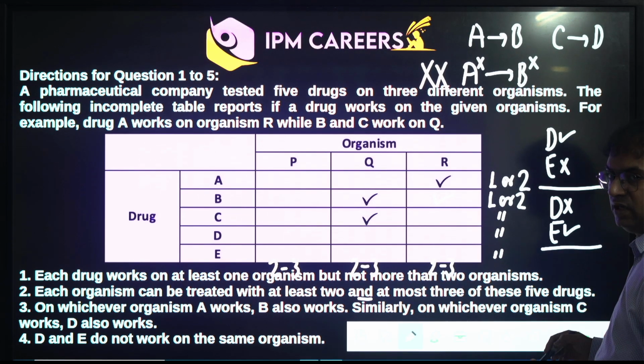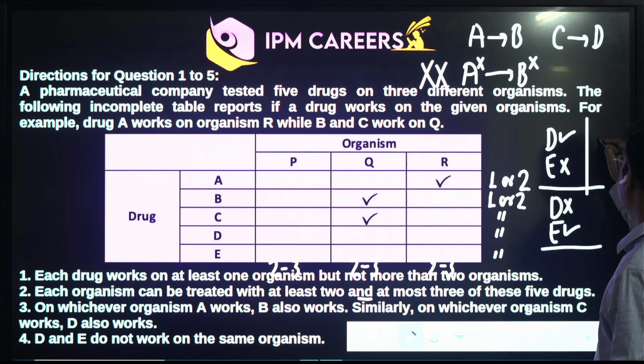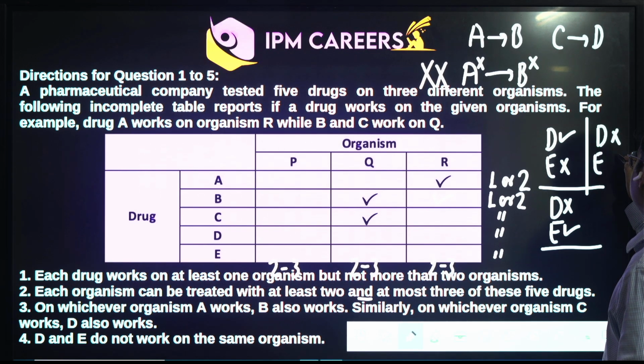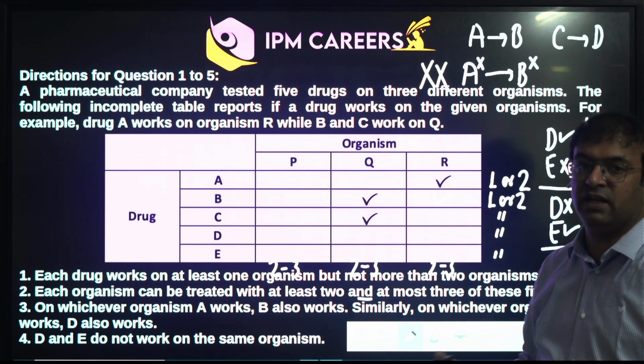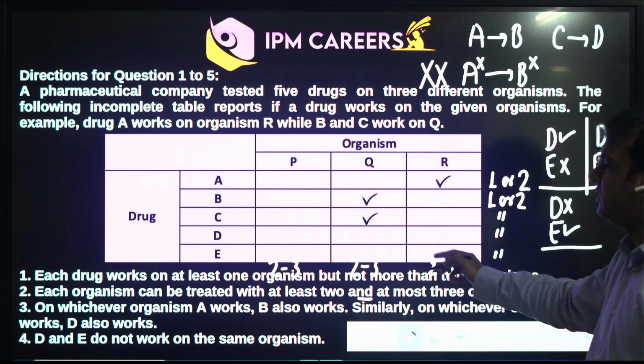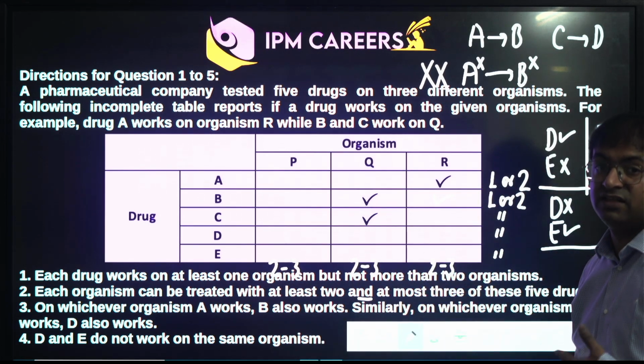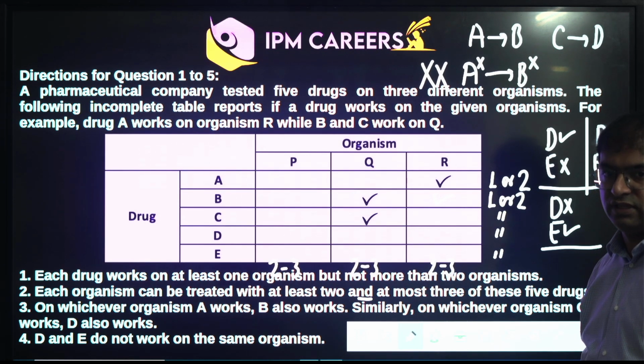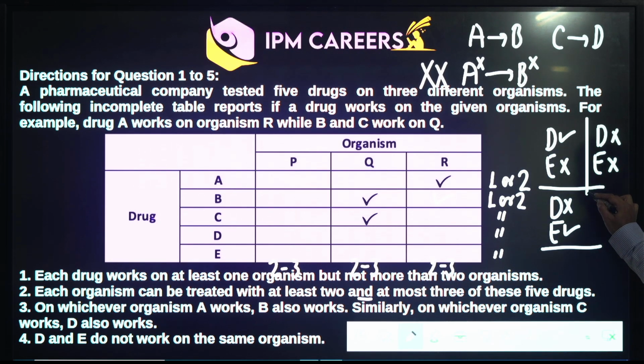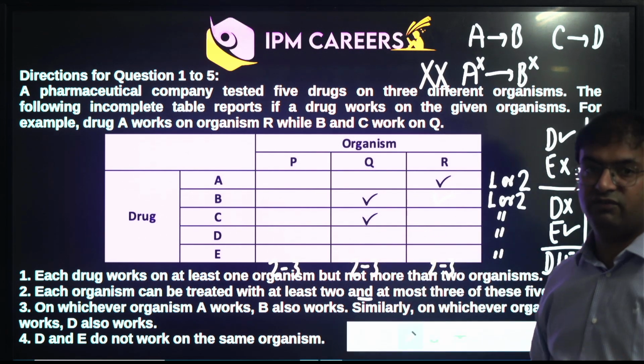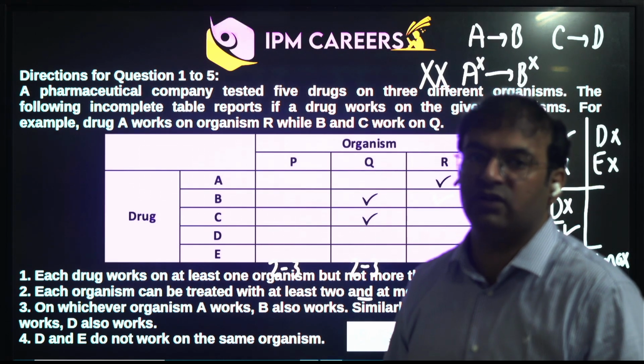There can be one more meaning of the same, that D and E both do not work on the same organism, which a lot of people ignore in the beginning. We need to understand they should not work on the same organism, but it doesn't mean that they must be working on one of the organisms for sure. So we can also say that among D and E, they should work on a maximum of one organism. Either they work on zero organisms or they work on one organism, but not more than one organism for sure.